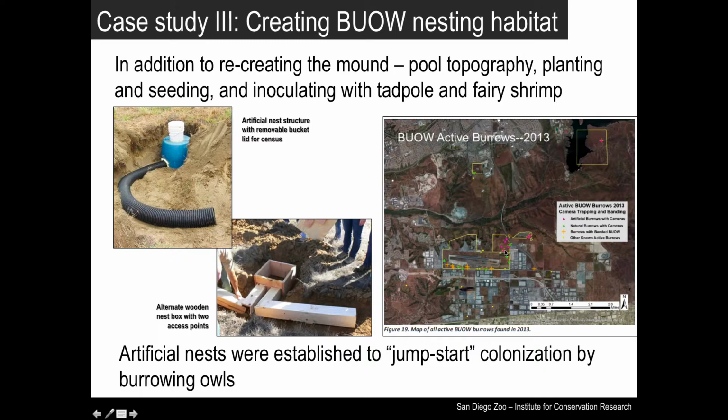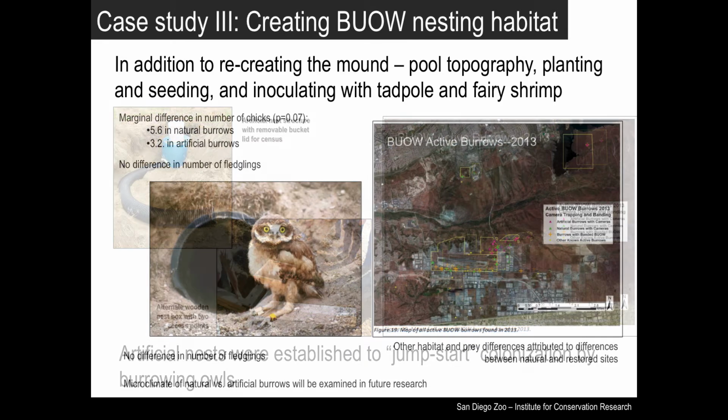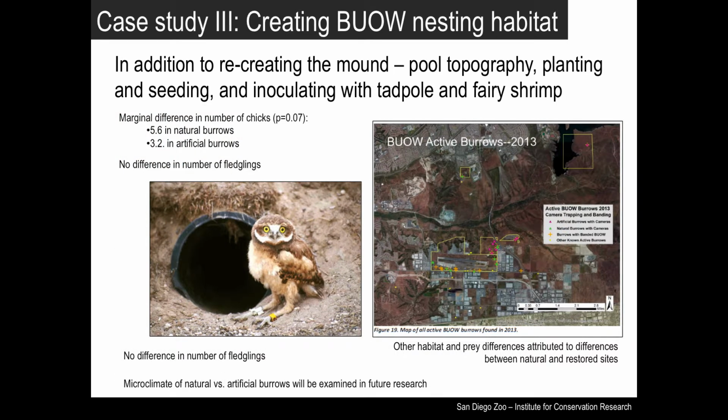And here we see the project area and some of the artificial burrows shown in pink. When comparing the artificial burrows and the natural burrows, there was a marginal difference in the number of chicks: 5.6 in natural burrows and 3.2 in artificial burrows. There was no difference in the number of fledglings, and the microclimate of natural and artificial burrows was to be examined in future research. This is part of the reading that you did from the San Diego Zoo.